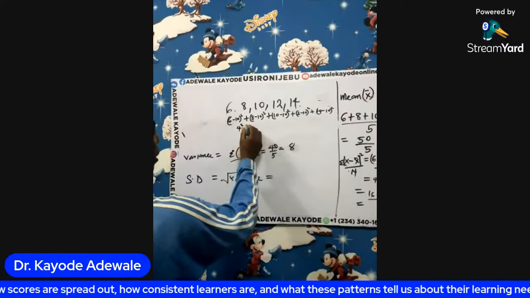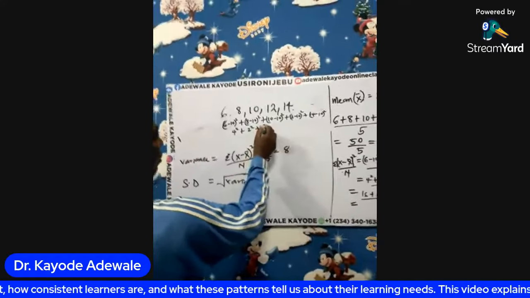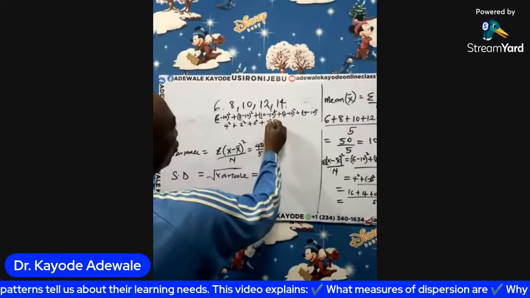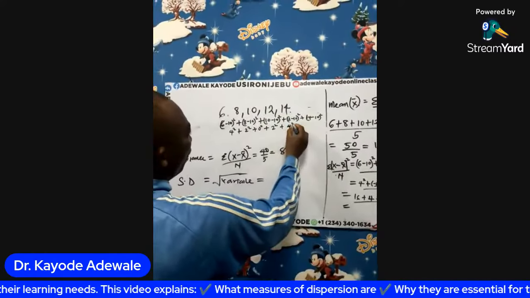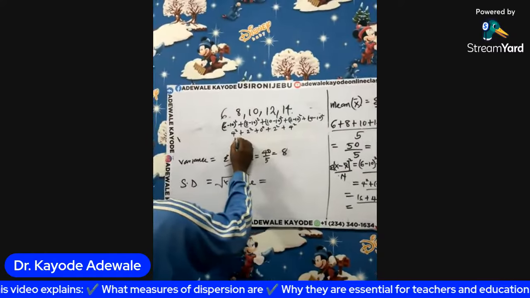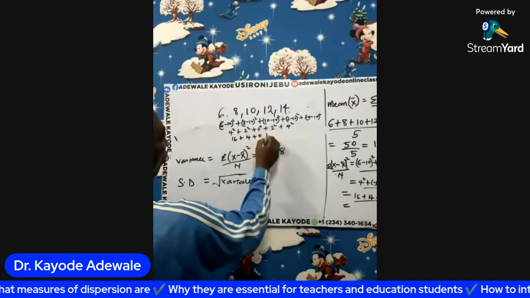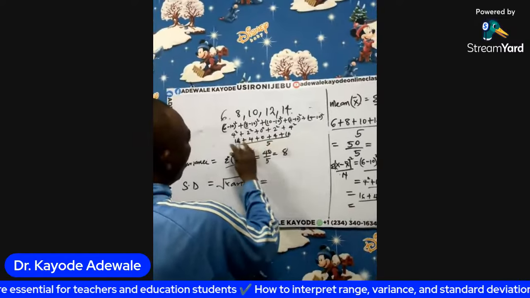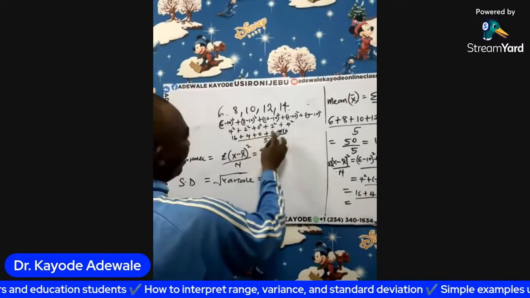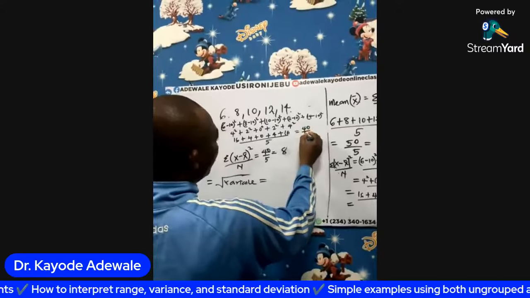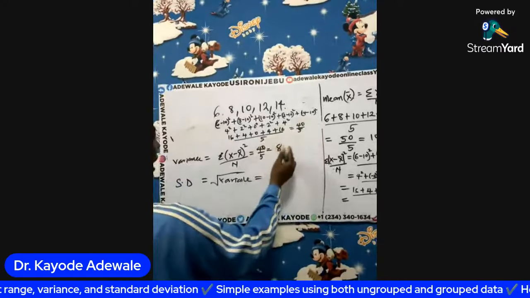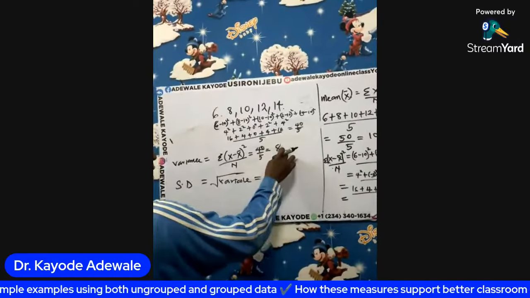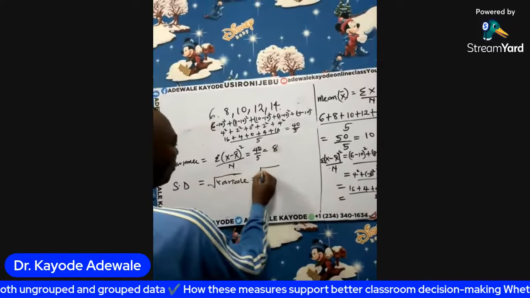So when you square this, this is 4 square plus 2 square plus 0 square plus 2 square plus 4 square. So this is becoming 16 plus 4 plus 0 plus 4 plus 16. And then when you add everything together, 4 plus 16 plus 4, that's 20. Plus 20 again, that is 40 divided by 5. So when you divide 40 by 5, it's going to give you 8. So that means our variance is equal to 8.